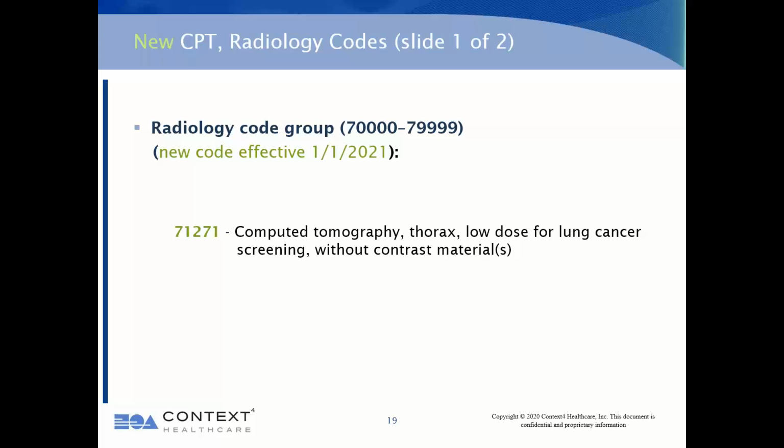Lastly, I'd like to mention that the descriptions of the three established diagnostic CT thorax codes listed in front of CPT here, 71250, 60, and 70, have also been revised for 2021 with the addition of the word diagnostic to separate them from this new 2021 screening CT thorax code 71271.